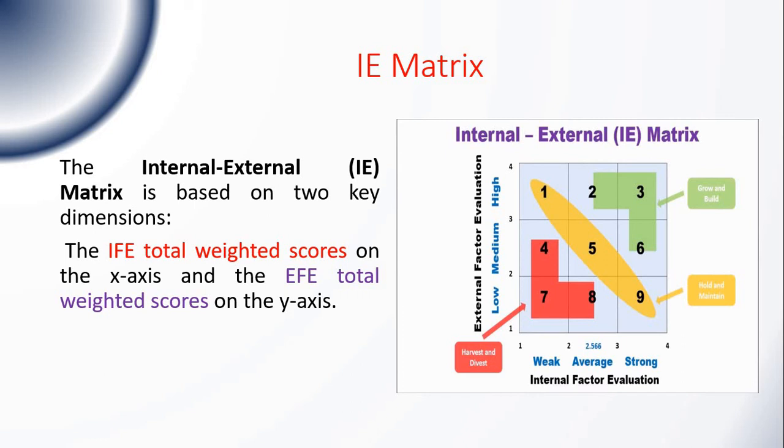So externally, if the score is 3.5, 3.6, the line will come and it will cross 1, 2, 3. The intersection is your case. So 3, 2, 6 are considered to be the growth cells, where the business should apply a growth strategy.